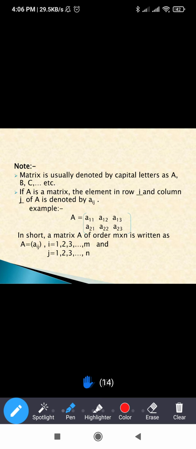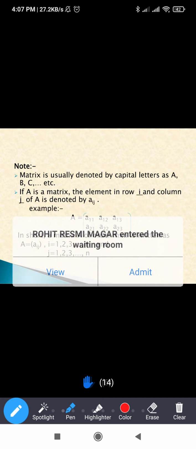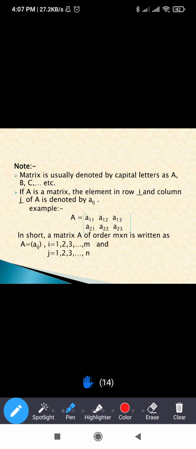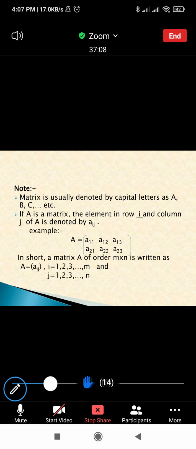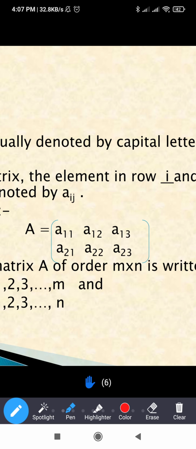Let's see one example. Suppose we have a matrix A of order 2 by 3. I have taken an example of a matrix whose order is 2 by 3. Its elements are given in the form A11. A11 means first row, first column. A12 means first row, second column. A13 means first row, third column.